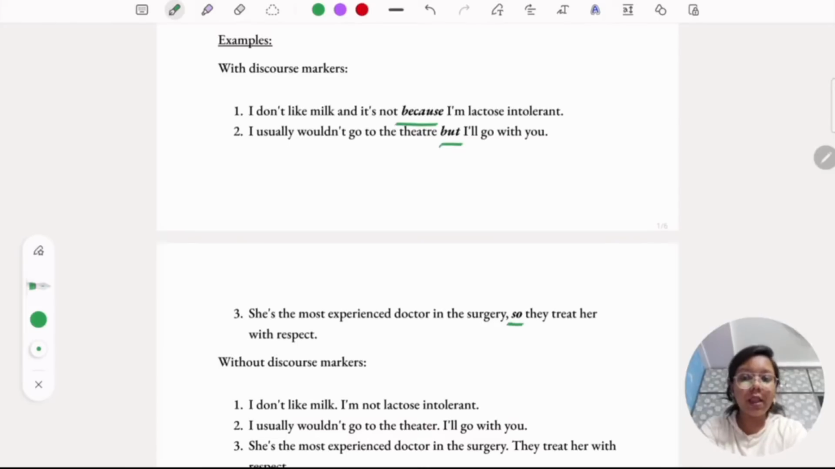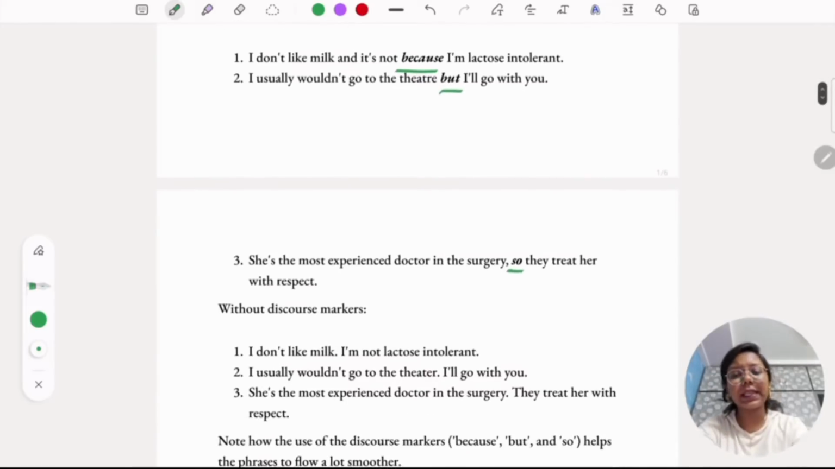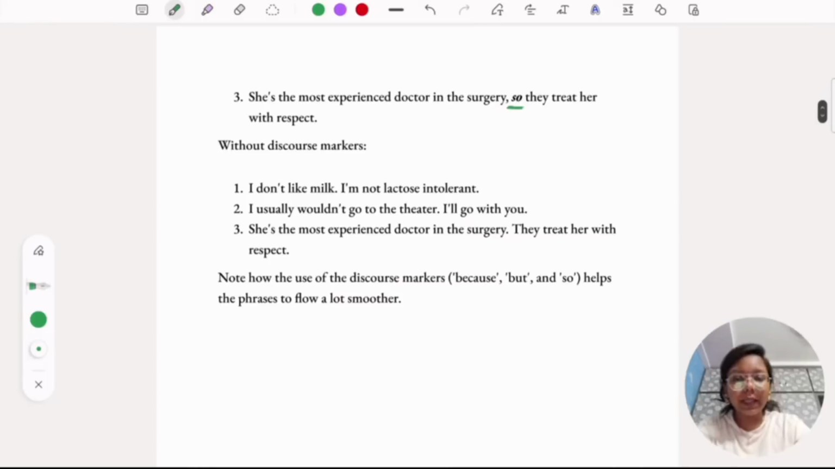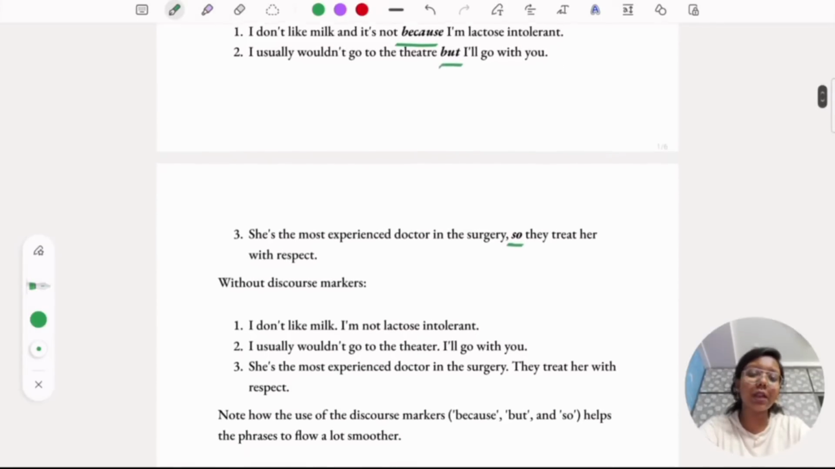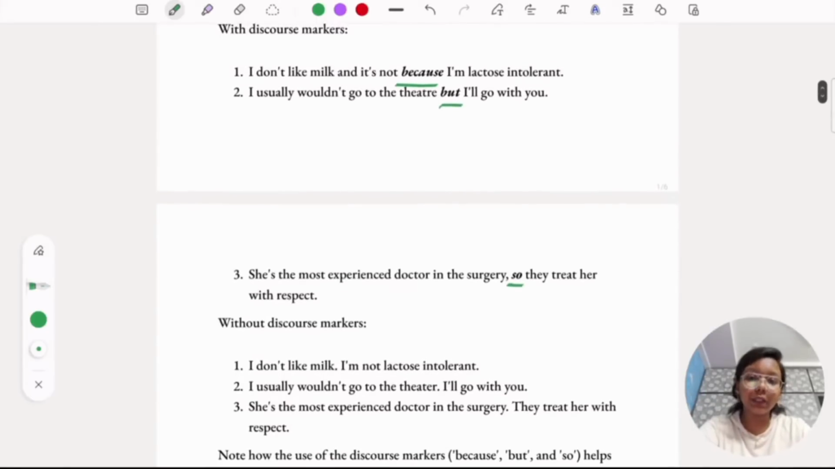As you see, we have discourse markers in these sentences, and let's see the same sentences without discourse markers. I don't like milk. I'm not lactose intolerant. I usually wouldn't go to the theater. I'll go with you. She's the most experienced doctor in the surgery. They treat her with respect. If you observe carefully, the use of discourse markers made the flow smoother between the two sentences.